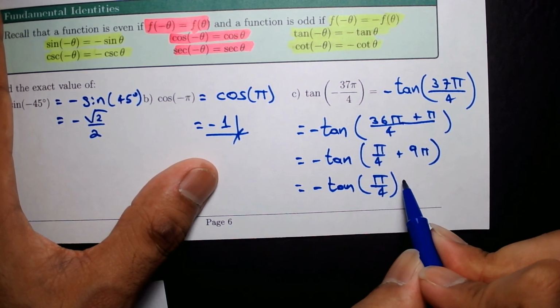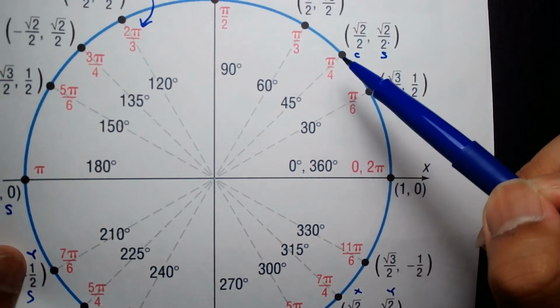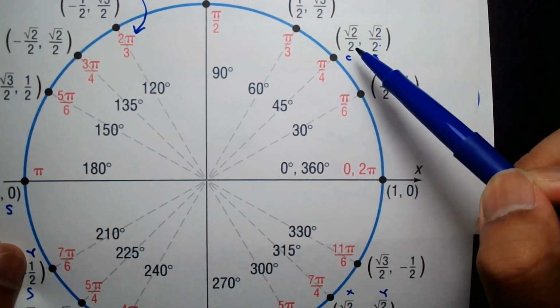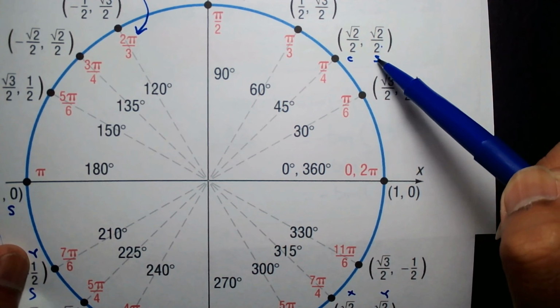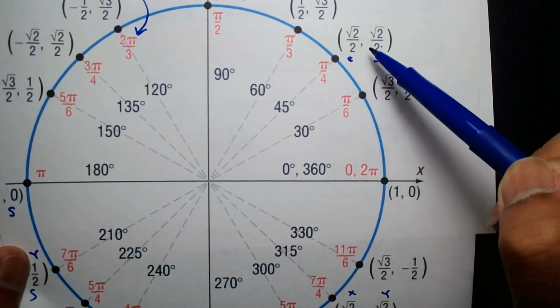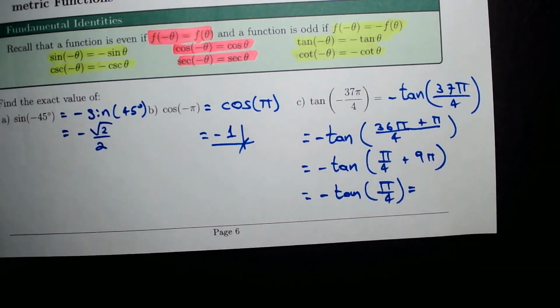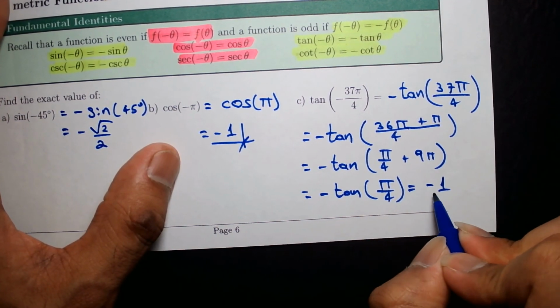And what is tangent of pi over 4 using the unit circle? Pi over 4 has the values root of 2 over 2, comma root of 2 over 2. Tangent is sine over cosine, or y over x. Notice we have the same number. That's simply 1, but it carries the negative sign.